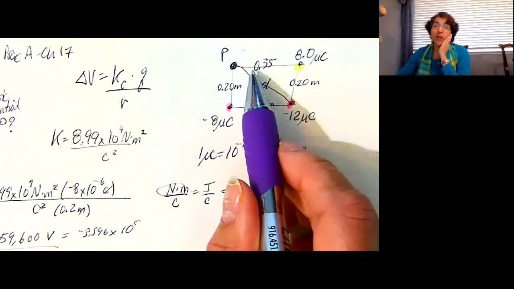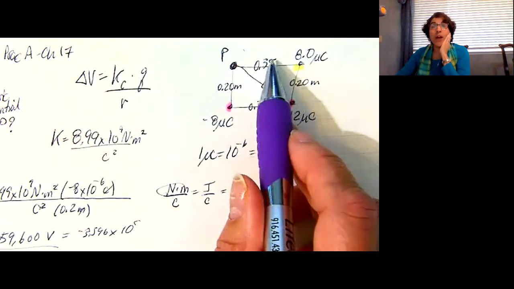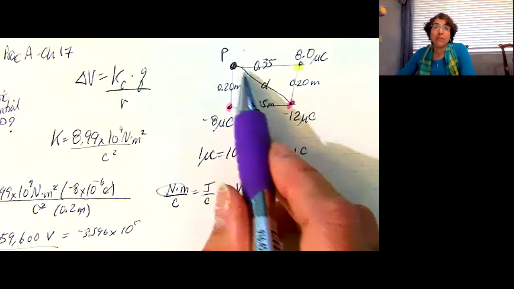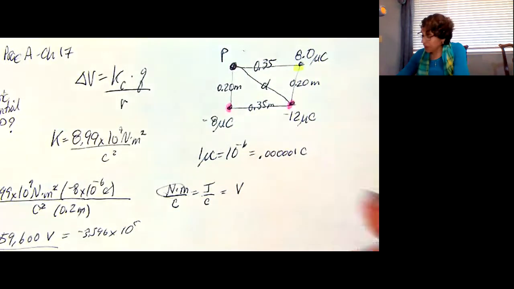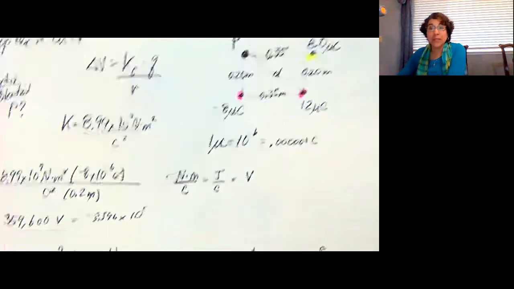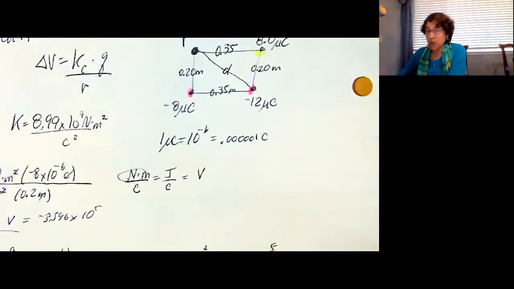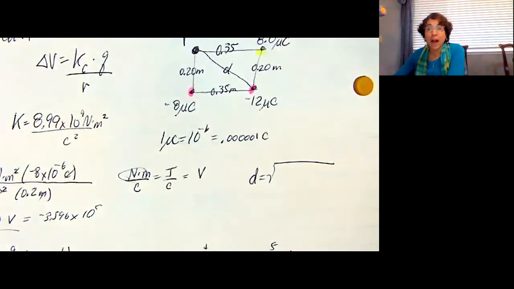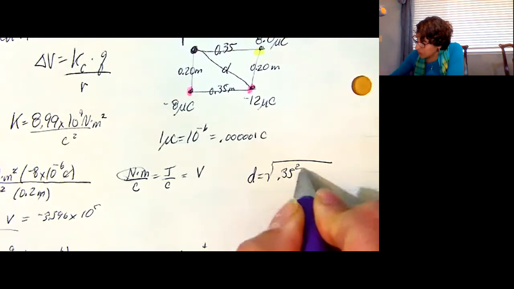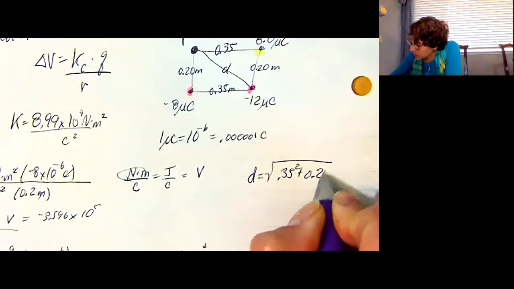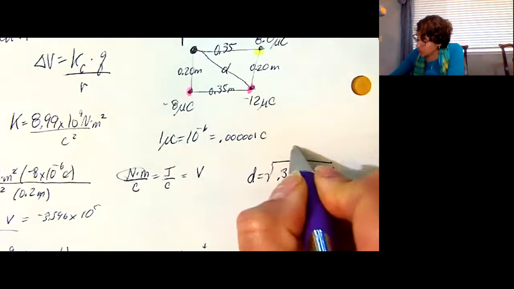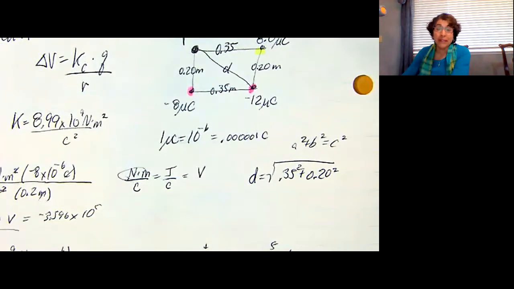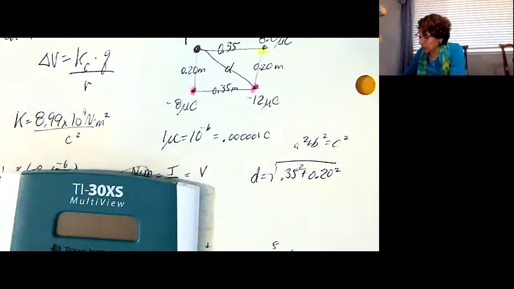Either one you want to figure out, you know that the square of 0.35 plus the square of 0.2 is going to be equal to the square of this distance d. So d is equal to the square root of 0.35 squared plus 0.2 squared. And just as a review, a squared plus b squared is equal to c squared for a right triangle. Straightforward enough.